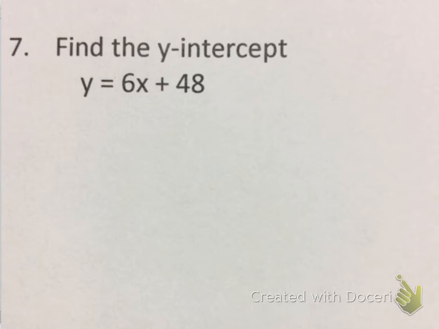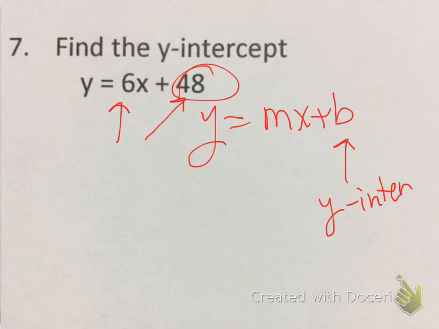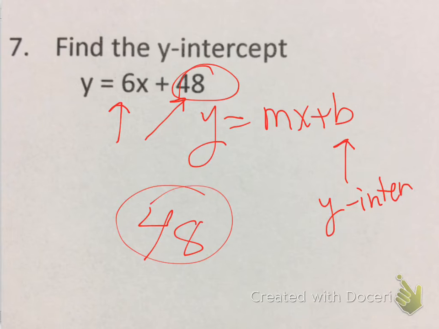All right, next problem, find the y-intercept. Now this equation is in slope y-intercept form. So if we have it in y equals mx plus b form, the b value is the y-intercept. That's what it stands for in our equation. So this is in y equals mx plus b form here, and I'm looking for my b value for my y-intercept. So my y-intercept is the number 48. And that's really all I need to know. So if you're in the form y equals mx plus b, that b value will always be your y-intercept.